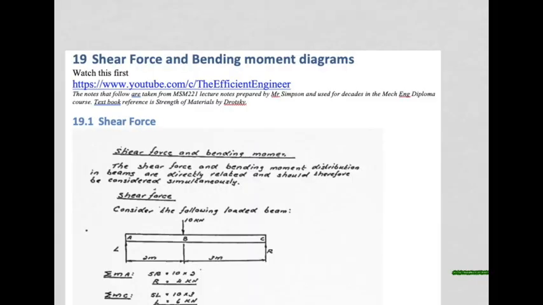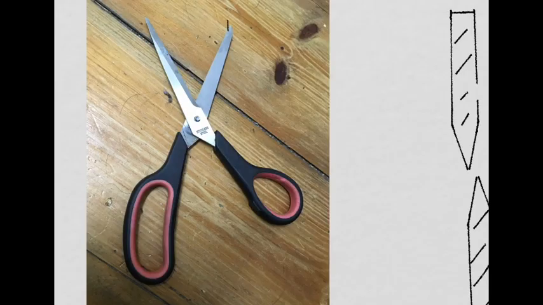Welcome back. This week we look at shear force and bending moment diagrams. Now to get started, we're going to look at shear, the principle of shear, and I'd like you to get hold of one of these devices, a pair of scissors, which is probably close at hand, and let's talk about that for a moment with a view to understanding shear slightly better.